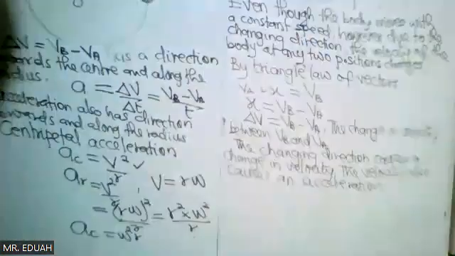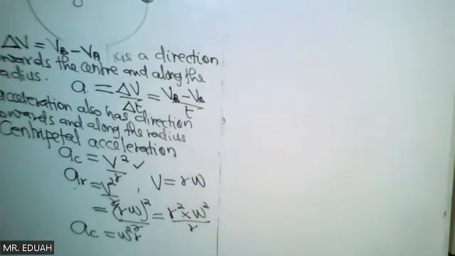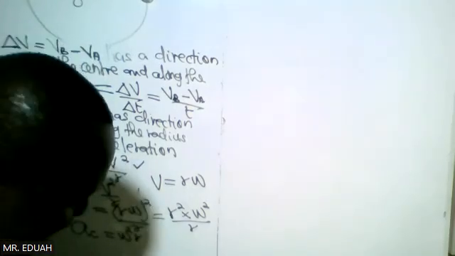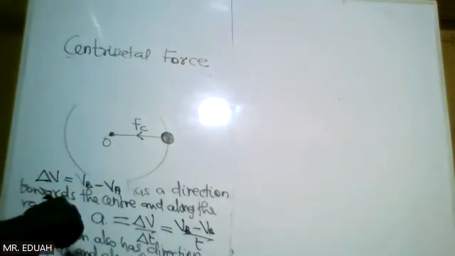Now, every acceleration is caused by a net force. Every acceleration is also caused by a net or resultant force. So if there is an acceleration towards the center, then there must be a resultant force which causes this acceleration. So we try to get a relation for this resultant force or net force which causes the acceleration.